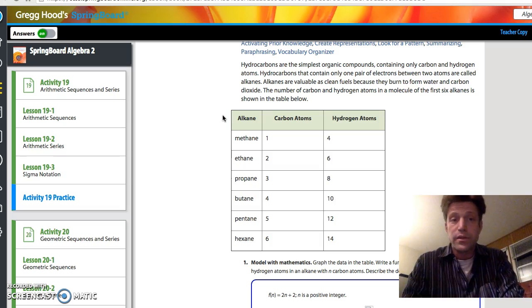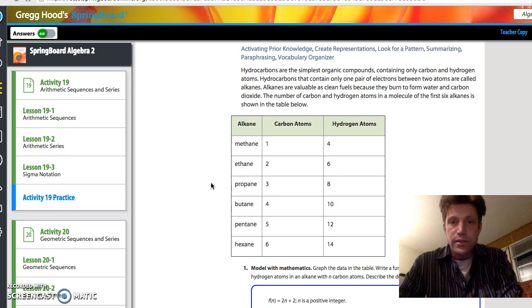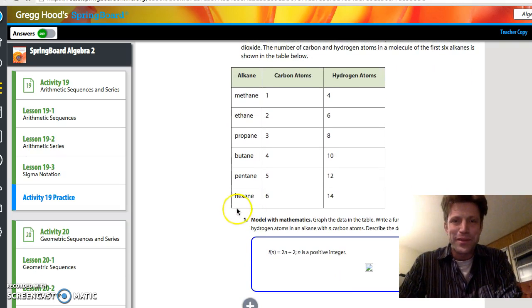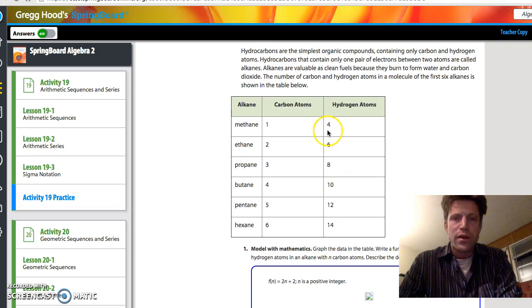Today I'm going to talk about arithmetic sequences and how we find the sum of arithmetic sequences. You can see an example right here. It has to do with hydrocarbons, organic compounds that contain only carbon and hydrogen. If you have one carbon atom, you're going to have four hydrogen atoms linked to it. Two carbons go with six, three with eight, four with 10. We're going to look mostly at this sequence, because I think you all understand it pretty well. The question becomes, how do we write a rule for this?